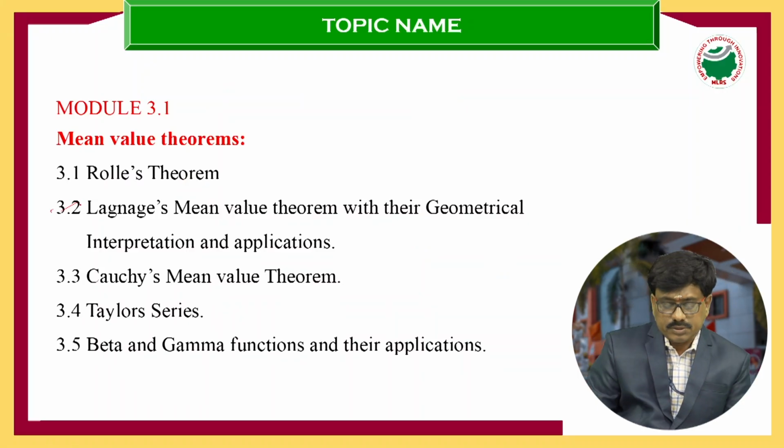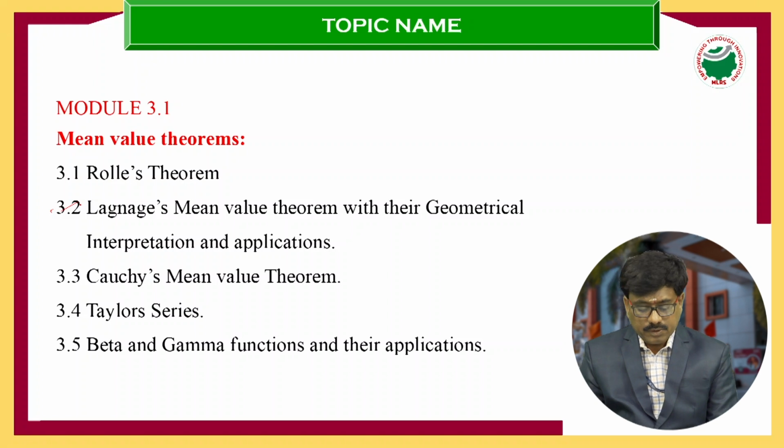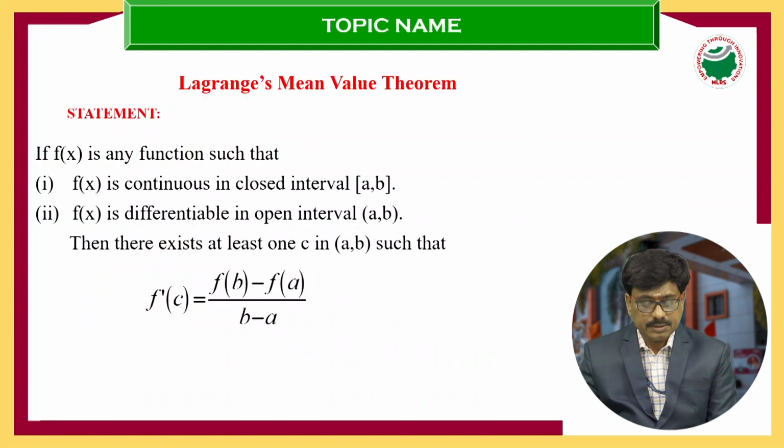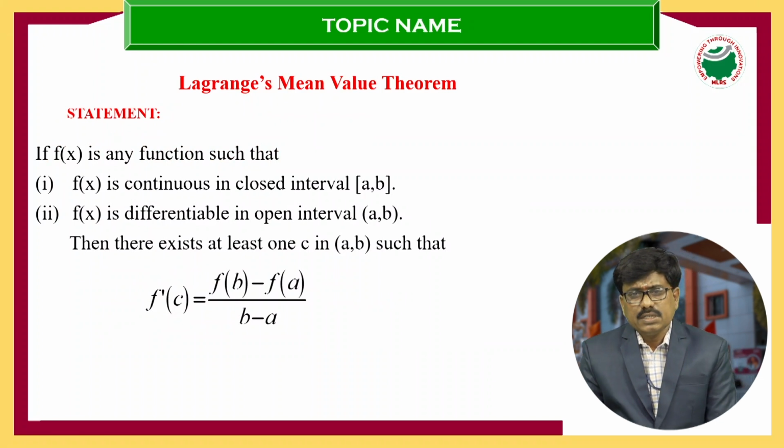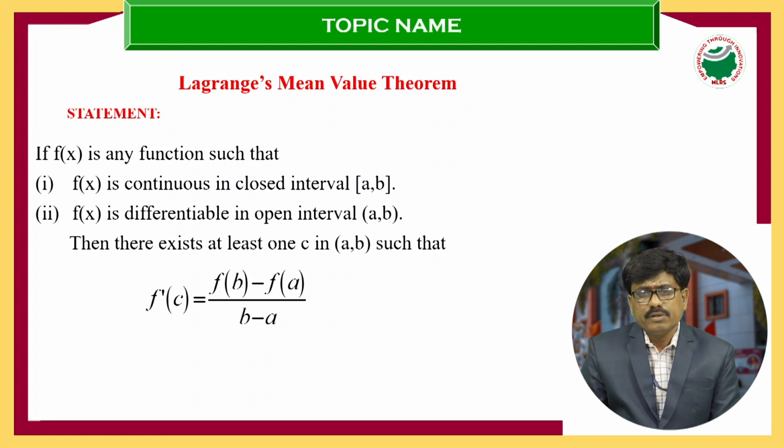I am going to discuss Lagrange's mean value theorem as well as its geometrical interpretation. The statement of Lagrange's mean value theorem. Previously, what we studied, f dash of c is always 0 between a and b in Rolle's theorem. Whenever we draw the tangent, it is always parallel to the x-axis.